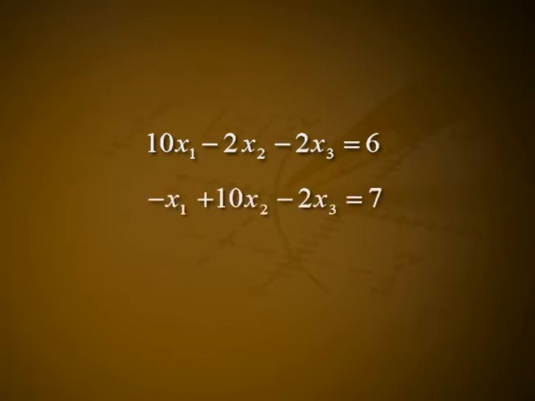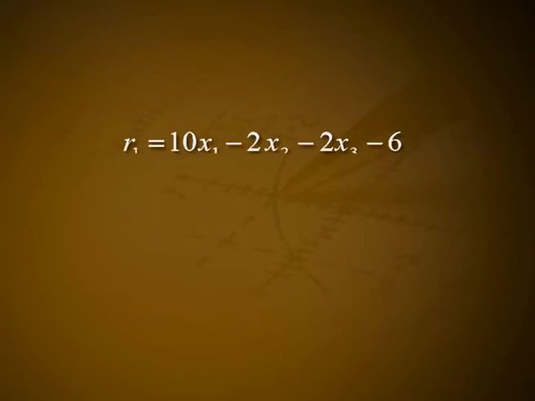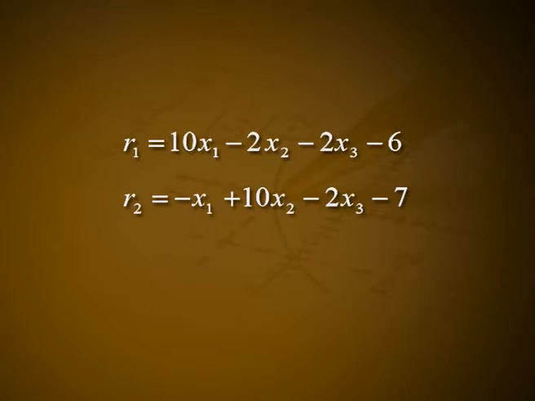minus x1 plus 10x2 minus 2x3 equal to 7, and minus x1 minus x2 plus 10x3 equal to 8. Solution. The given system of equations is diagonally dominant, hence the relaxation method can be applied. The residuals R1, R2 and R3 are R1 equal to 10x1 minus 2x2 minus 2x3 minus 6, R2 equal to minus x1 plus 10x2 minus 2x3 minus 7, and R3 equal to minus x1 minus x2 plus 10x3 minus 8.